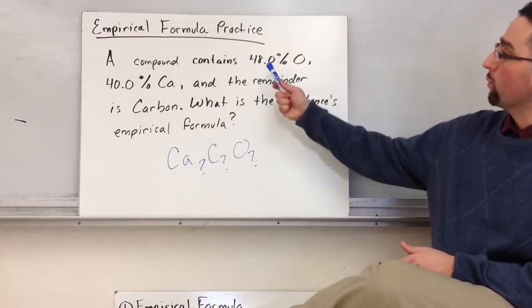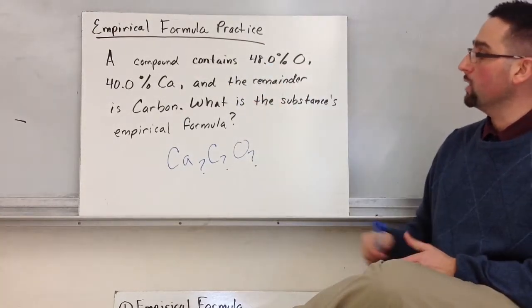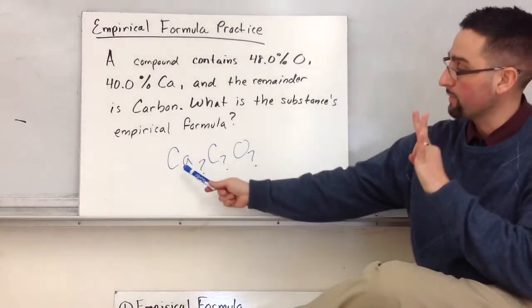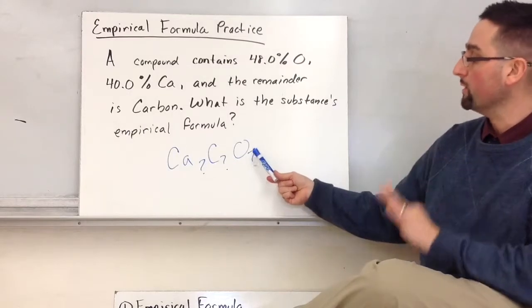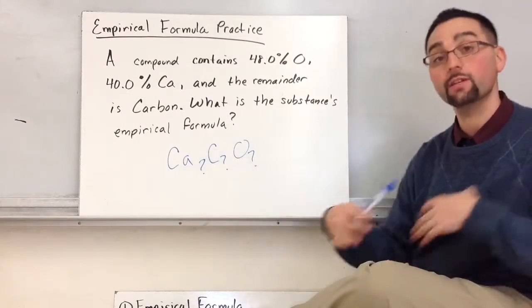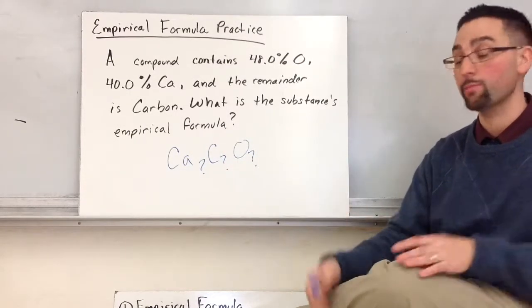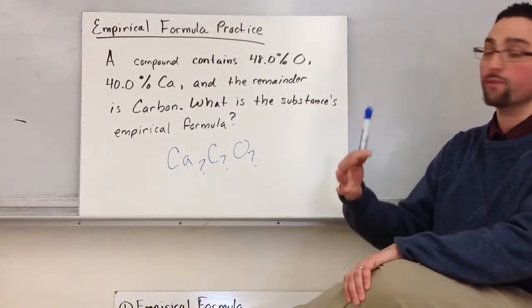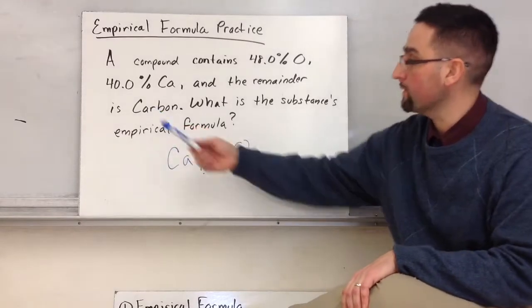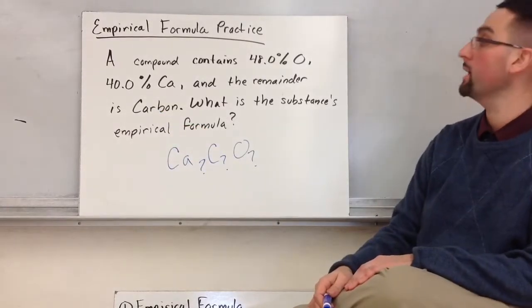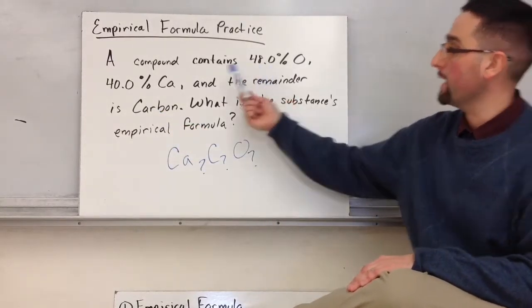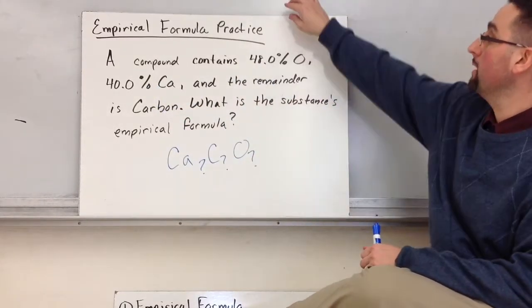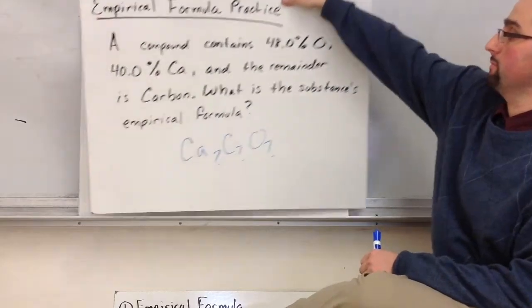Okay. We're given percentages and we don't know the percentage of carbon. However, this compound only has 3 elements, so we know all 3 percentages have to equal 100% of the total compound. So the first piece of information we have to figure out is what percent of this is carbon. Well, it's pretty easy, right? If I add up 48 and 40, I get 88. Deduct that from 100, and we get 12%.